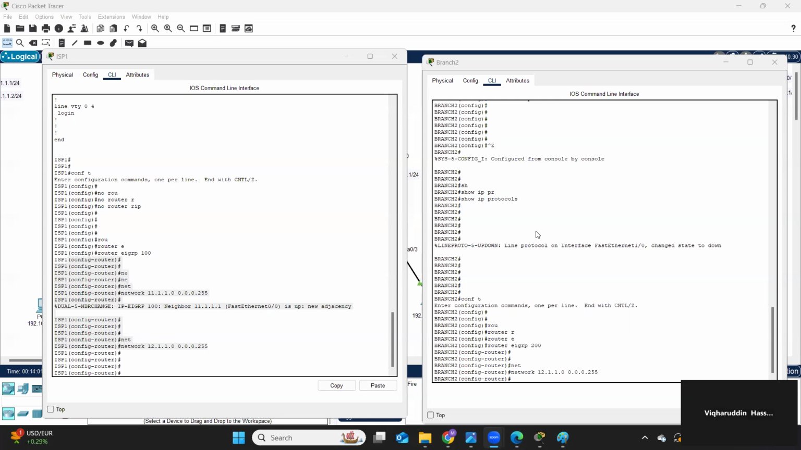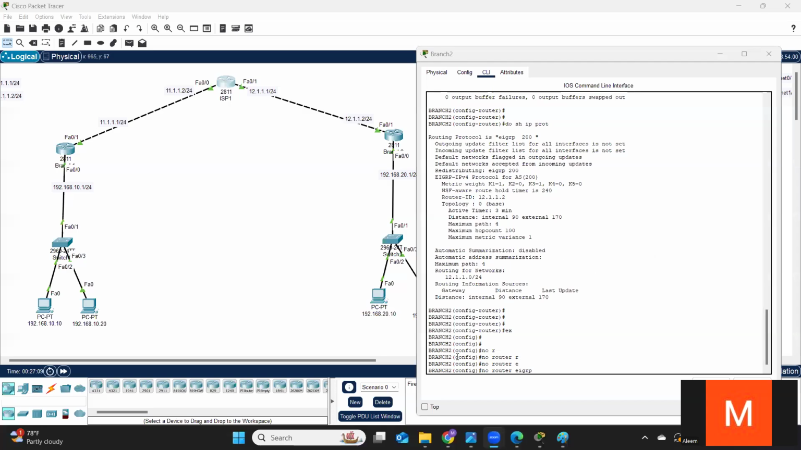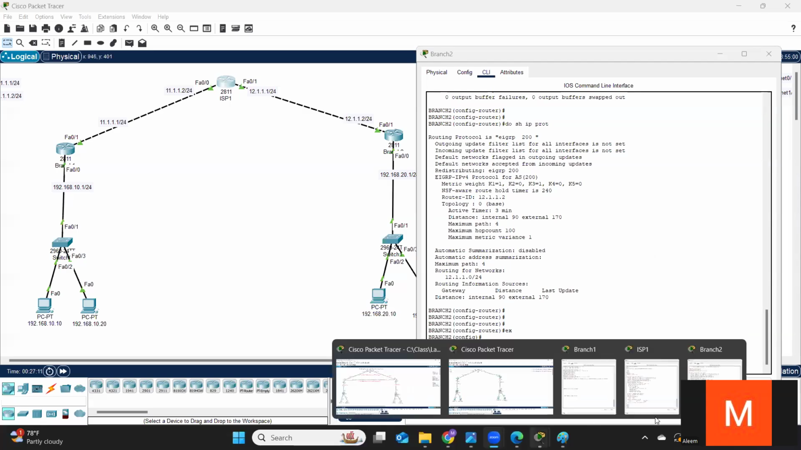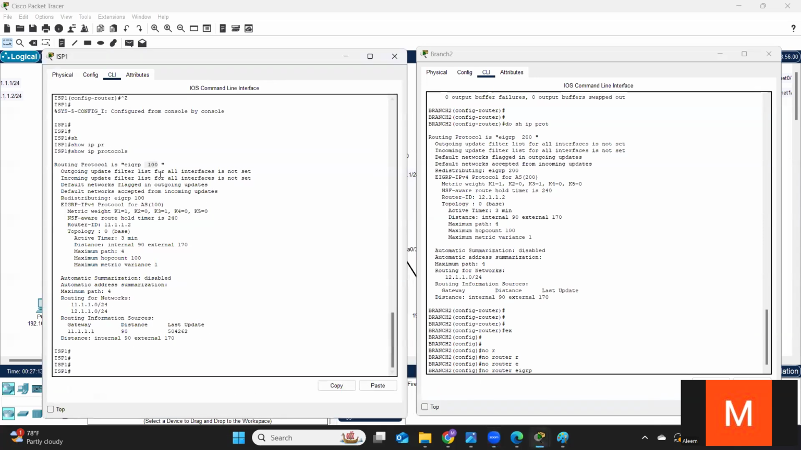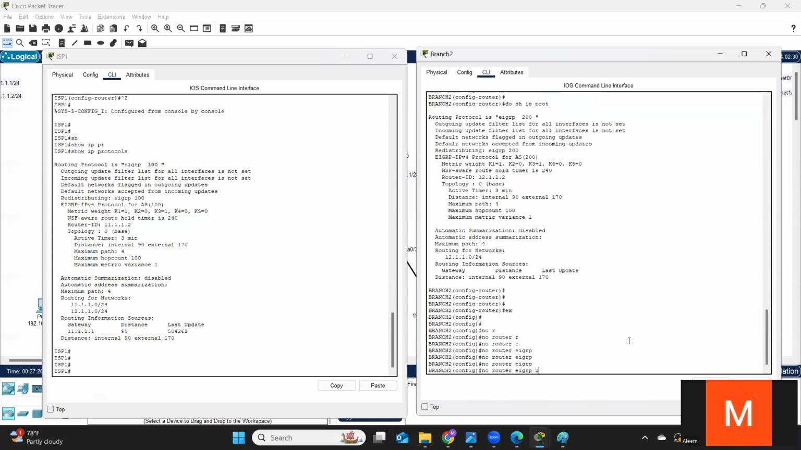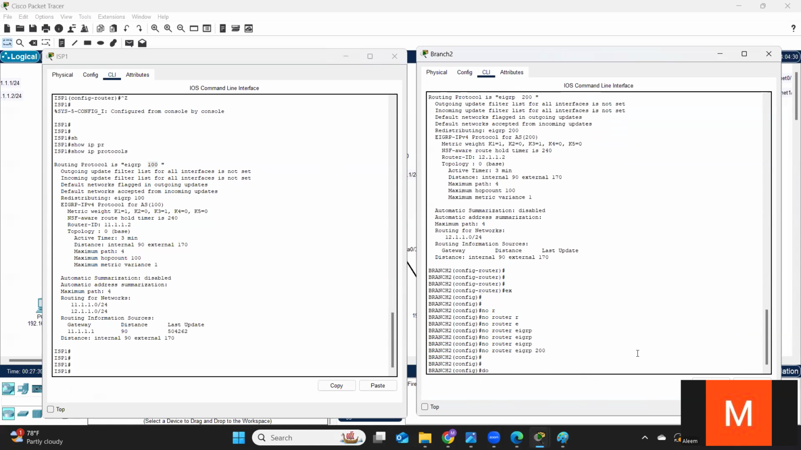I'm here. It should be formed, but maybe... So here, what is the issue? The AS number is mismatched. So that is the reason neighborship is not formed in between. The AS number is mismatched. That is the reason neighborship is not forming. So we have to remove the 200 AS number. With the no command we'll remove it, and again you use do show ip protocol.